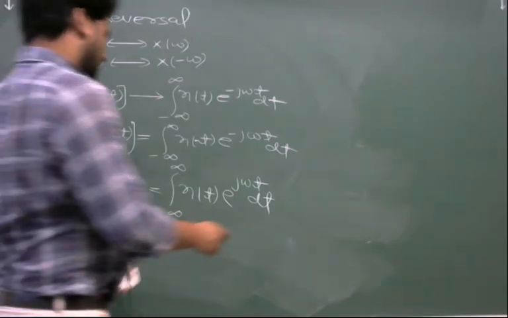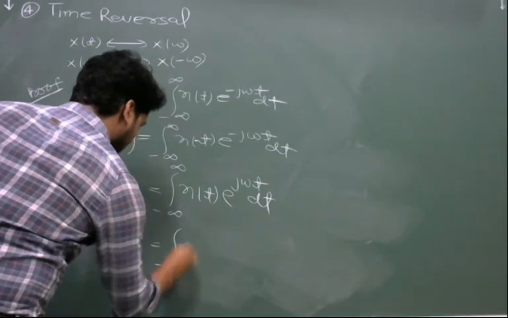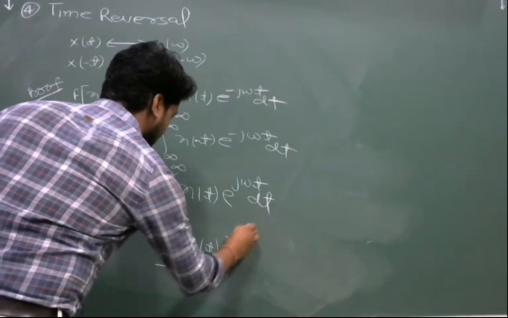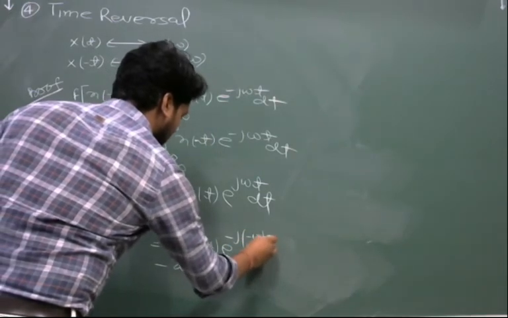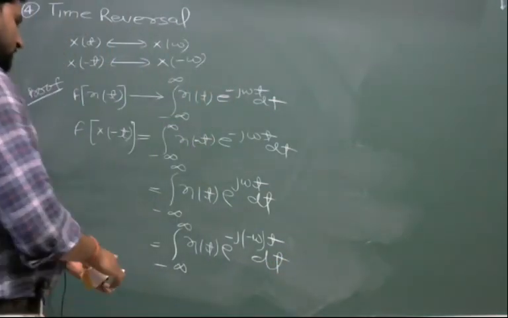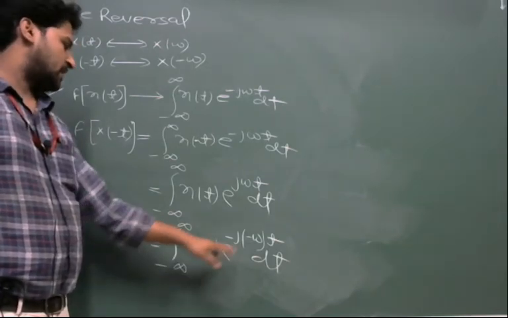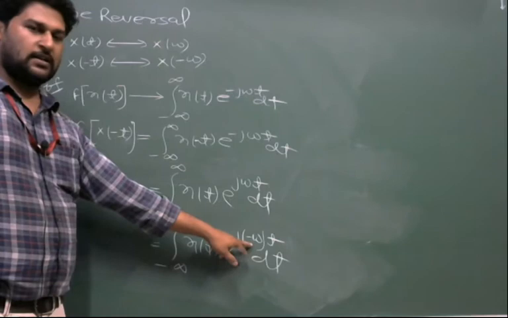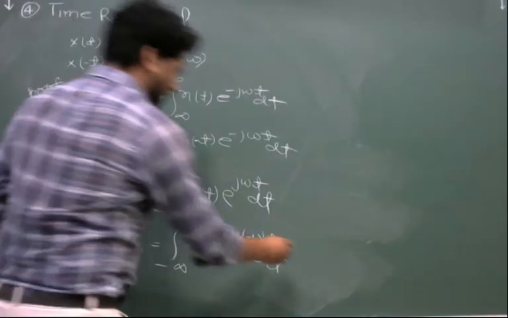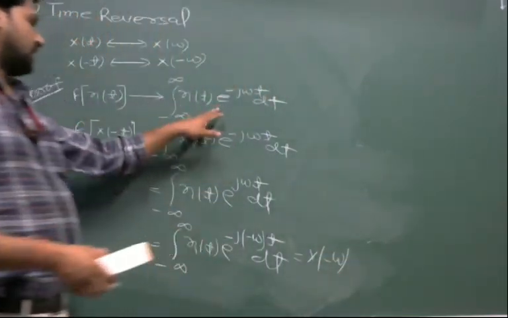Now further this can be written as the integral from minus infinity to plus infinity of x of t e power minus j minus omega t dt. This is the formula of the Fourier transform of signal x(t), but instead of plus omega, it is written here as minus omega. It means that this will be the Fourier transform X of minus omega. You can find this by comparing these two equations.